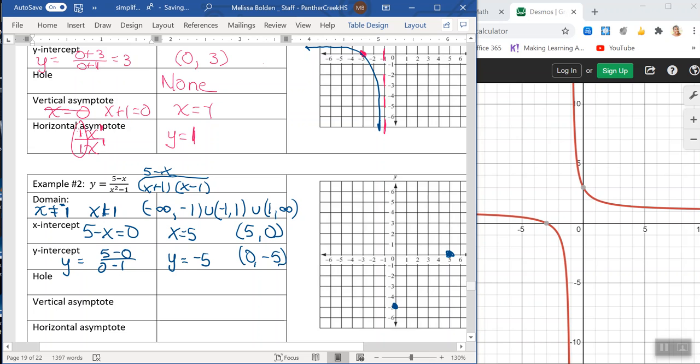Again, nothing factored out, so there are no holes. My vertical asymptote. If anything cancels out, it can't be both a vertical asymptote and a hole. But since nothing cancels out, I'm going to have two vertical asymptotes: x is equal to negative 1, and x is equal to 1, by setting the denominator equal to 0. Those are my two vertical asymptotes. And again, I'm just going to sketch them, at negative 1 and at 1.